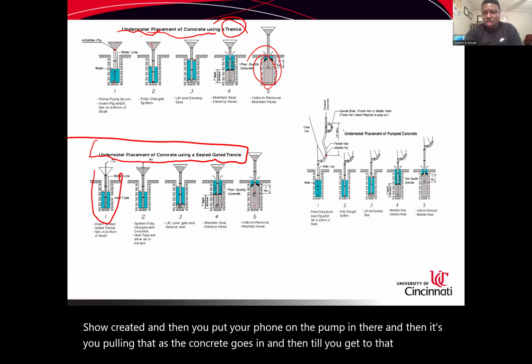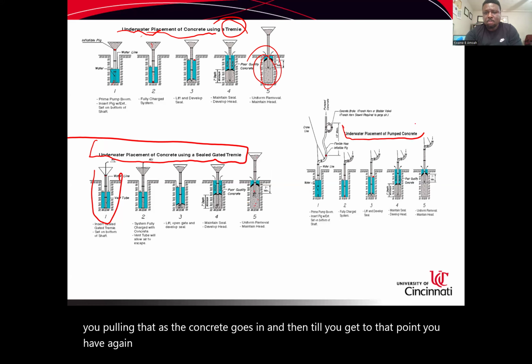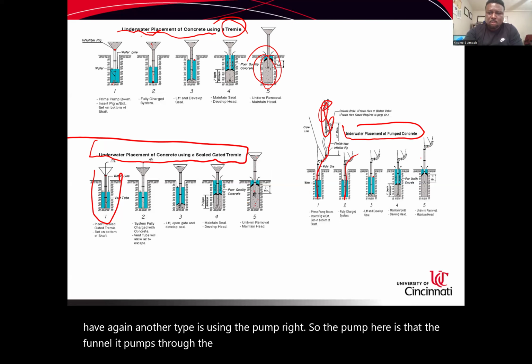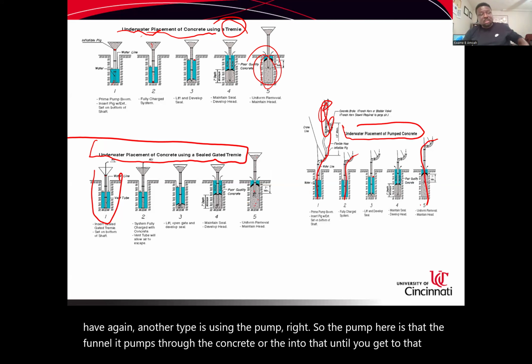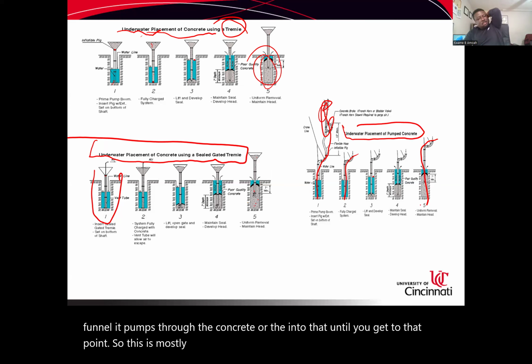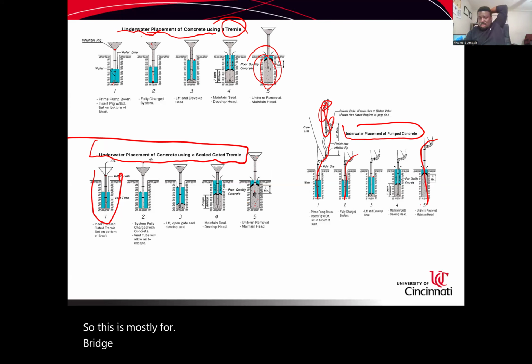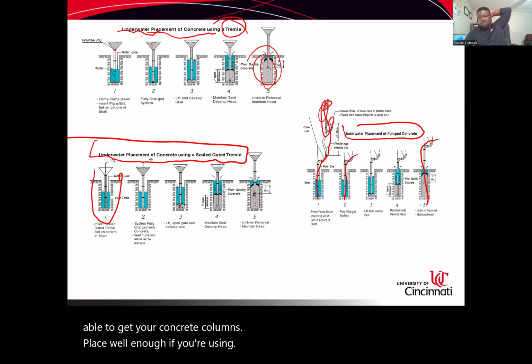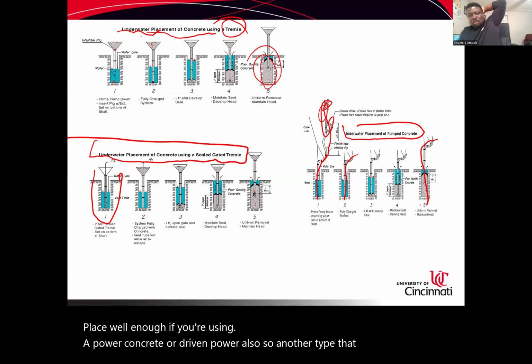You have again another type, which is using the pump, right? So the pump here, instead of the funnel, pumps the concrete all the way in until you get to that point. So this is mostly for bridge projects, sometimes over the water. You need to use this method to be able to get your concrete columns placed well enough. If you're using a pile concrete, so driven pile also, that's another type, and if you're using a precast for that, you can do it, right.